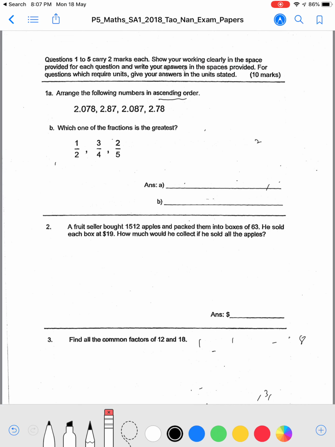Hi, this will be the Taiwan paper 2018. Okay, so today we'll be going through some of the mistakes that some students make sometimes.